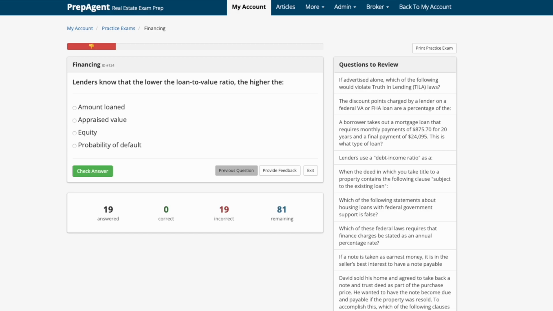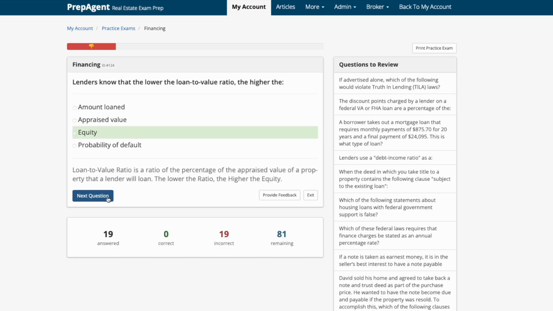Lenders know that the lower the loan-to-value ratio, the higher the amount loaned, appraised value, equity, or probability of default. Equity. Loan-to-value ratio is a ratio of the percentage of the appraised value of the property that the lender will loan. The lower the ratio, the higher the equity.